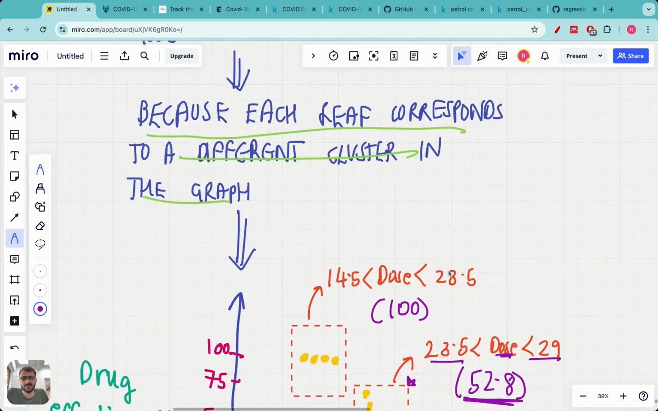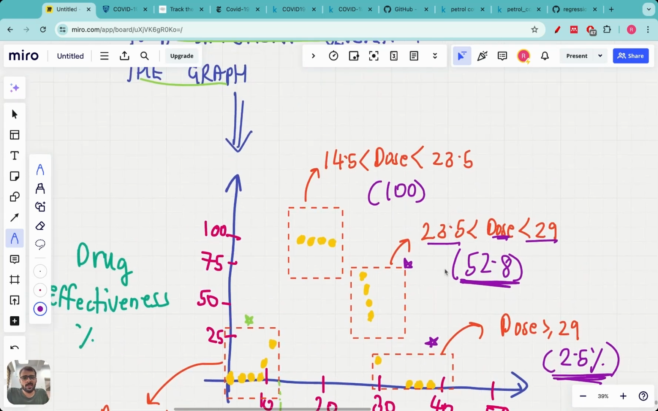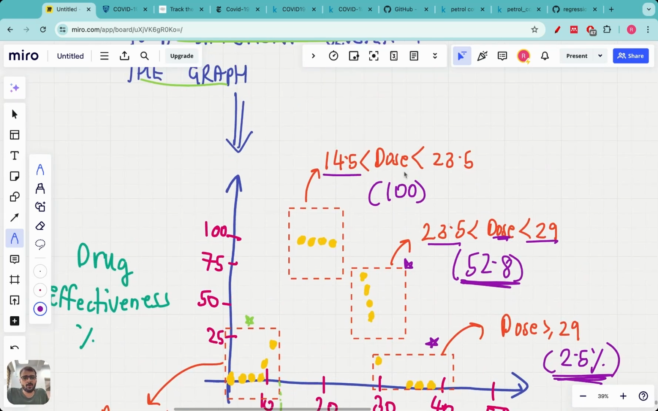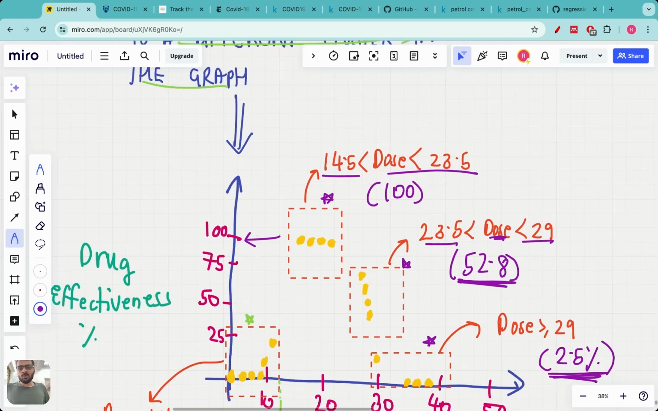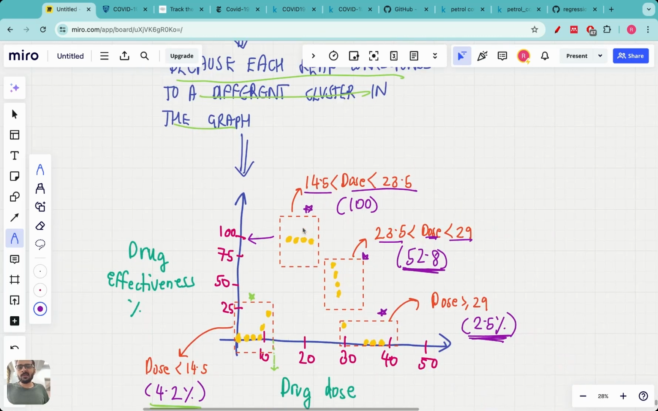So let's check whether this is actually true. So dose lying between 14.5 to 23.5, it's actually this cluster over here. And we do see that indeed for all the points in this cluster, the drug effectiveness is close to 100%. So this is the fourth cluster and the fourth leaf.